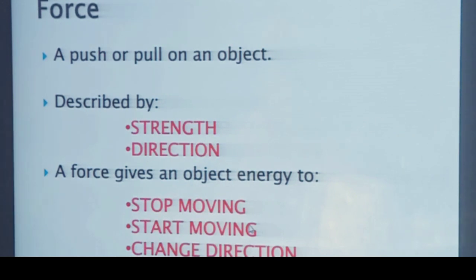When we say that a body has some energy, then that energy can be used in changing the direction of the body or providing it strength so that it can move. Now, the force that gives energy to an object can stop a moving object, and if the body is at rest, it can start to move the object, or the force that we have applied on an object can change the direction of the body as well.